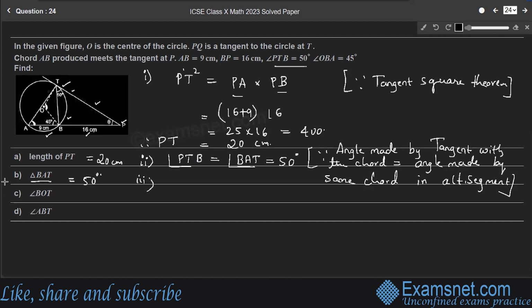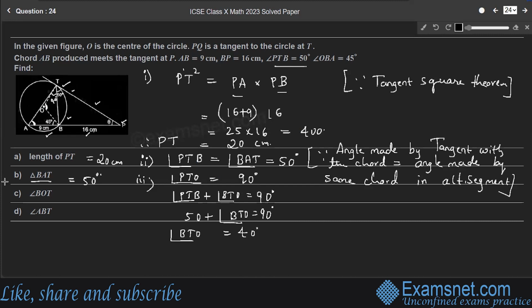Therefore, we'll consider angle PTO. PTO is equal to 90 degrees, because the tangent makes 90 degrees with the radius. So here PTO is angle PTB plus angle BTO. BTO is equal to 90 degrees. Angle PTB is already given, which is 50 degrees. 50 plus angle BTO is 90 degrees. Therefore, angle BTO is 90 minus 50, which is 40 degrees. So, BTO is 40 degrees.